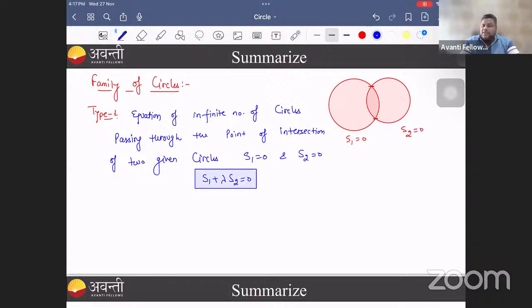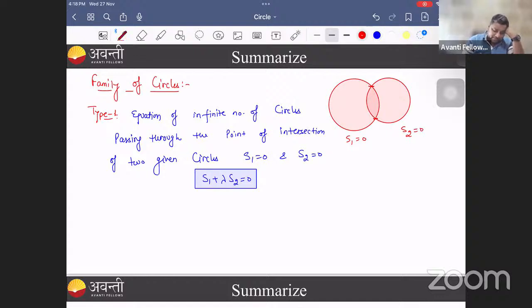Here, this lambda is a parameter whose value can be evaluated by the third condition they are providing us. Like they say that the circle is passing through this certain 2,3 point. So make it pass through, get the value of lambda, and then put the value of lambda here. Got it? So this is type 1.